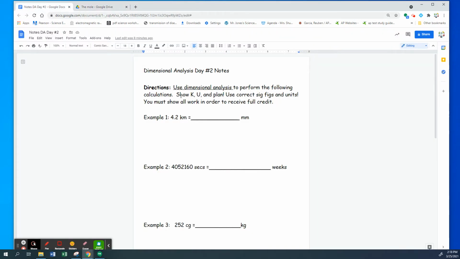Whenever we do these, in order to get full credit, you need to show your known, your unknown, and the plan. Okay? Remember, we're going to two decimal places and making sure we include those units. Our first example, we have 4.2 kilometers equals how many millimeters? So our known is 4.2 kilometers. Our unknown is how many millimeters? To make our plan, we're going to start with kilometers.